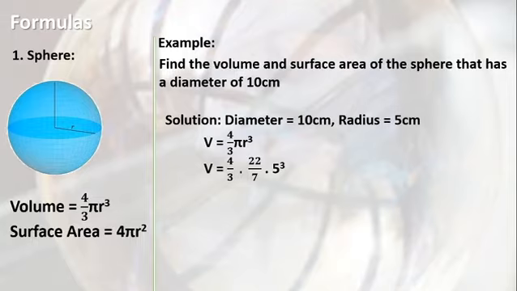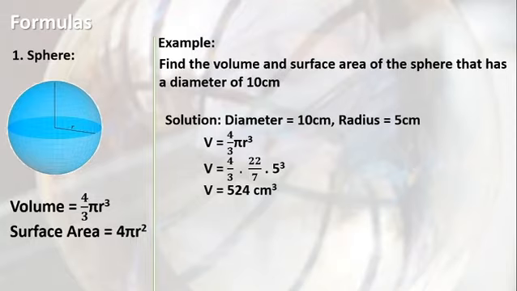And when we do our calculations, our multiplications and divisions here, we get an approximate value of 524 centimeter cube. Okay, that is the volume of that sphere. It's an approximated value anyway, but then you get the general idea.